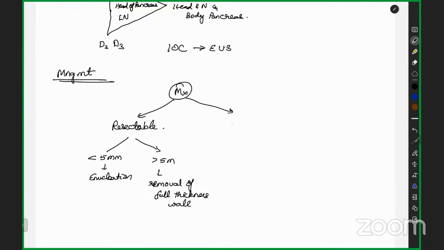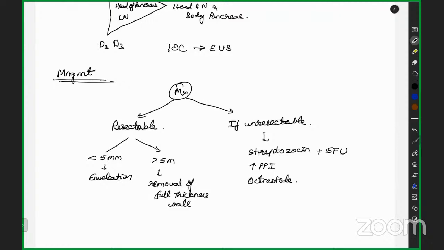If the tumor is unresectable, you're going to go for chemotherapy. What chemotherapy do you go for? Streptozocin. Along with streptozocin, what are you going to give? Since it's Zollinger-Ellison, remember streptozocin, and you're going to give 5-fluorouracil. And you're going to give high dose PPI, and you're going to give octreotide. Pancreatic gastrinomas with a larger tumor give a poor prognosis.